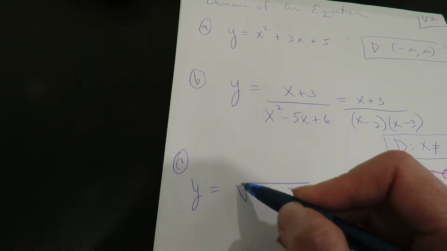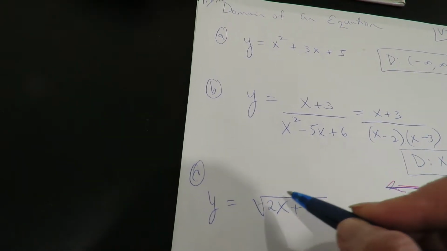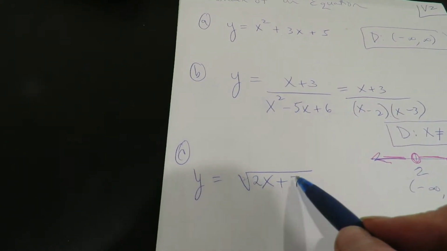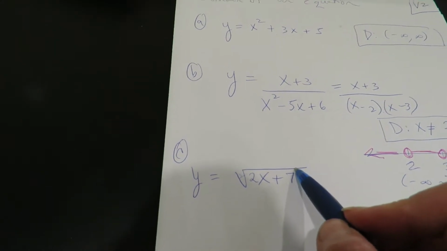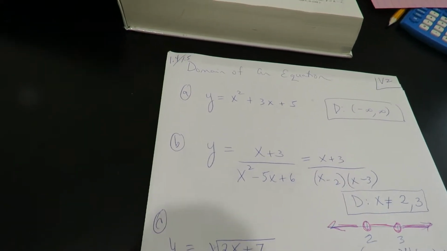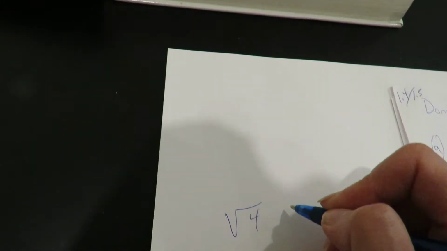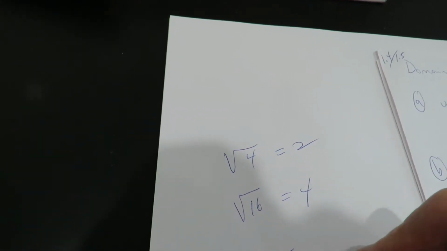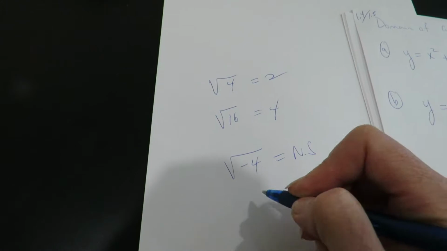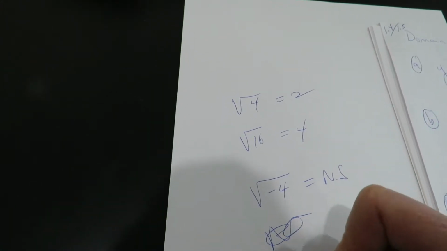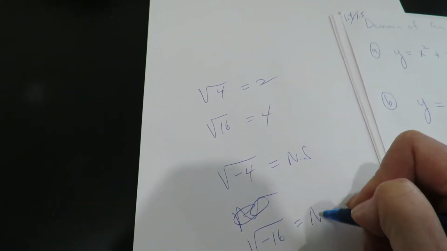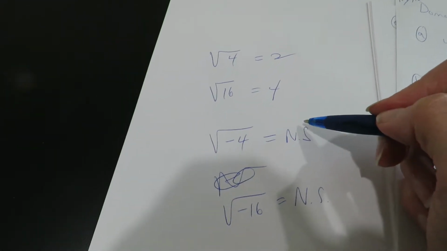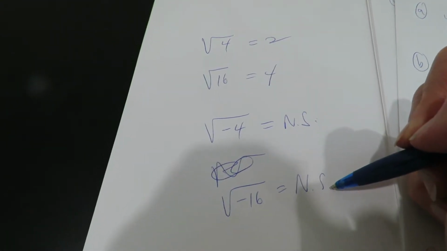Now, this has a radical with an even index, so that means that what's underneath has to be positive. If you don't understand what I'm saying, let me just give you a quick example. In the past, we know we could do the square root of 4, which is 2, or the square root of 16, which is 4. But we cannot do the square root of negative 4. We cannot do the square root of negative 16. We would say in the real system that this has no solution.